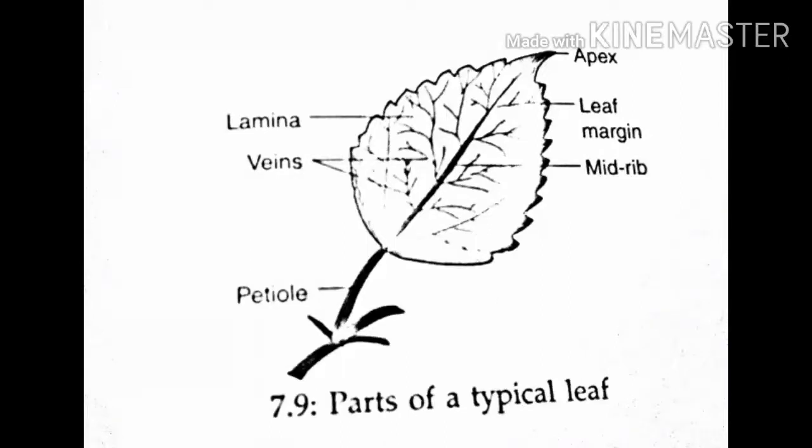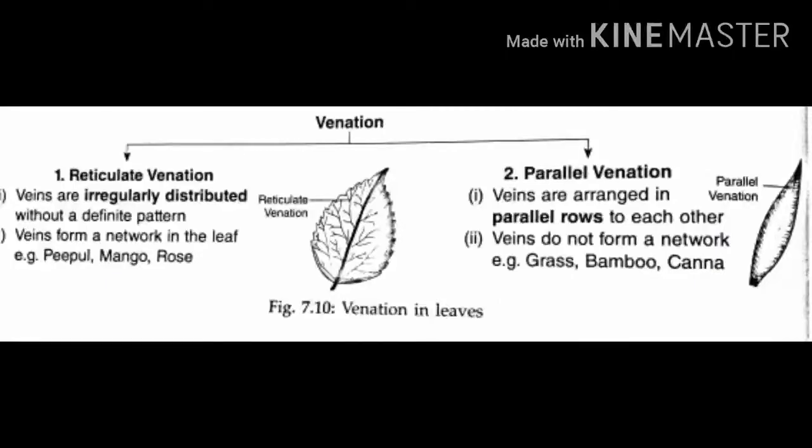Next one, leaf venation. The design made by the veins in a leaf is called leaf venation. There are two types of venation. One is reticulate venation, another one is parallel venation.